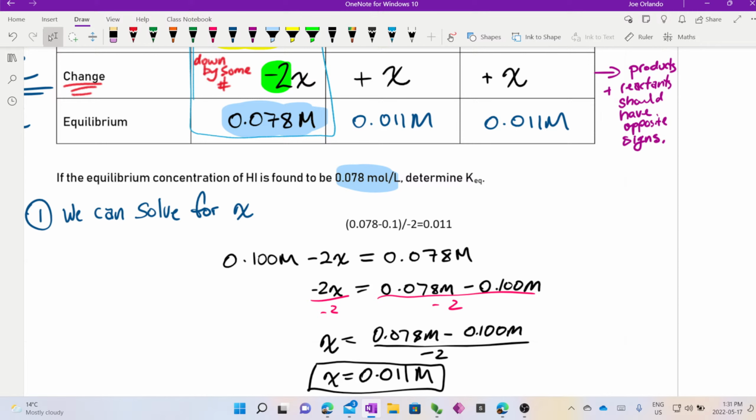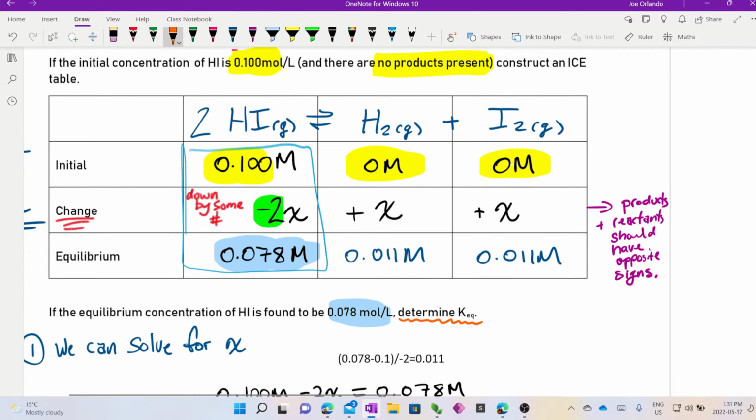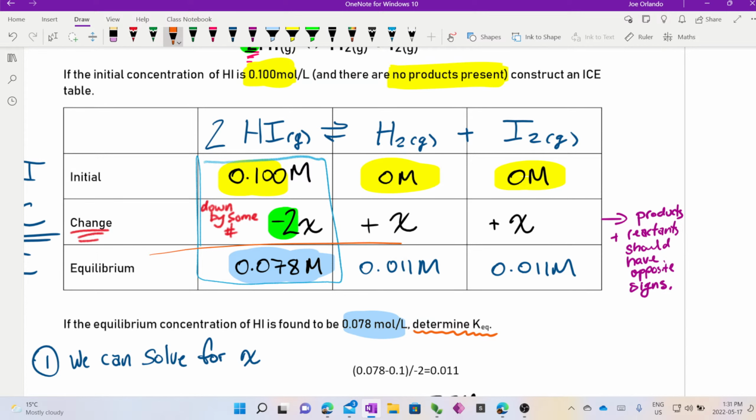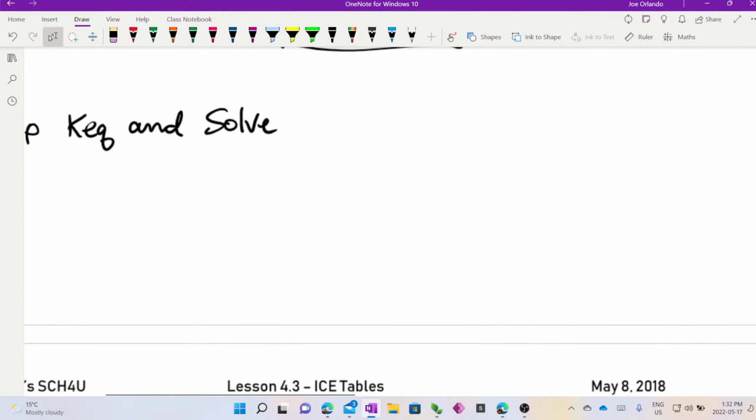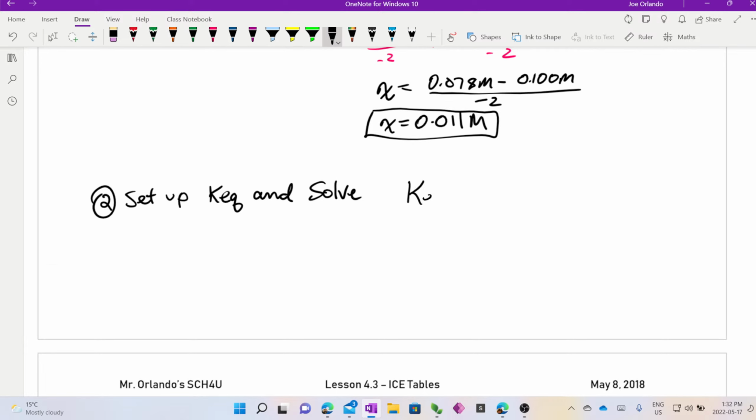But I still haven't answered the question, because the actual question in front of us is to determine the equilibrium constant. But now I know all of the equilibrium concentrations. And if I know the equilibrium concentrations, can I solve for Keq? Let's write a Keq expression. So for this particular reaction, we're going to set up Keq and solve. So you have the reaction in front of you more readily than I do, but we can say Keq equals what?